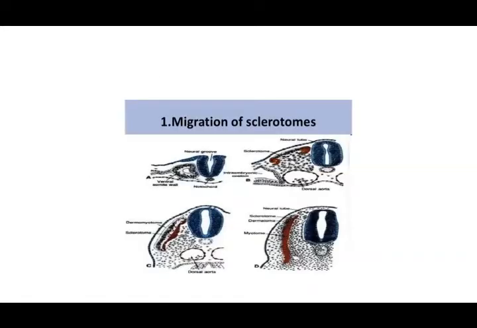This picture shows you the migration of the sclerotomes. That was the initial portion, the neural groove. Then the neural tube was formed. Then the sclerotome spreads over and goes around your neural tube and the notochord. So this is the migration of the sclerotomes, which are going to ultimately become your vertebra.